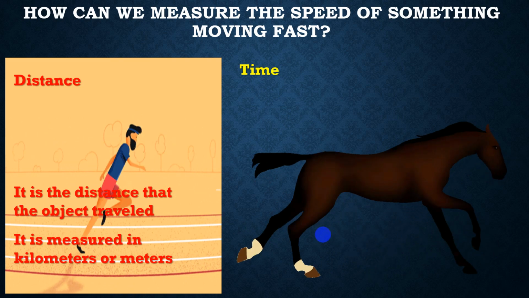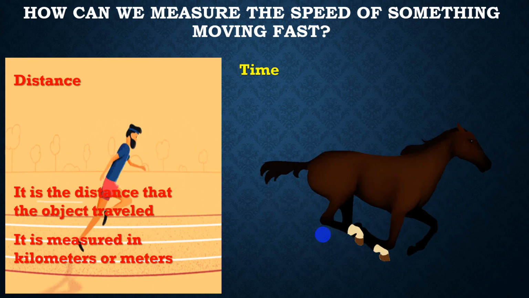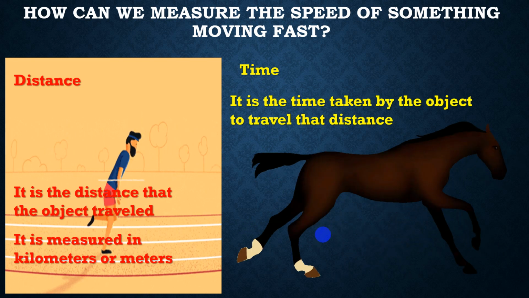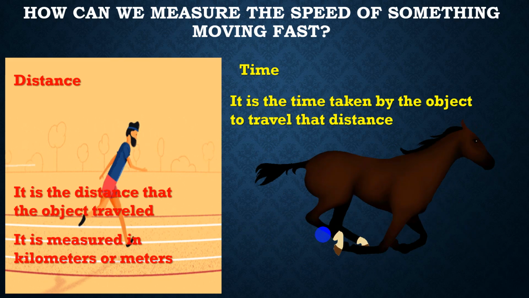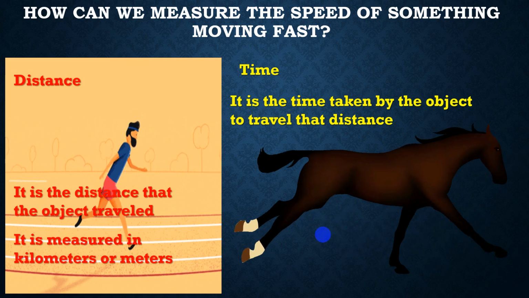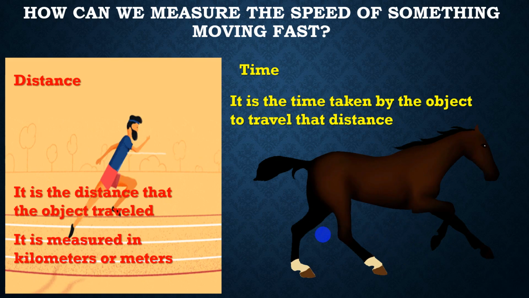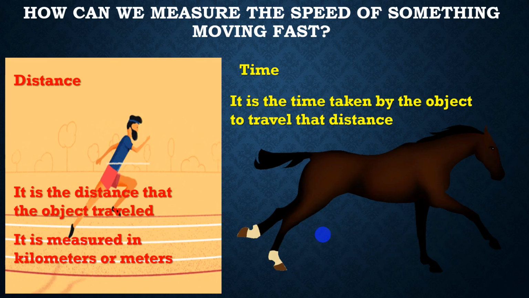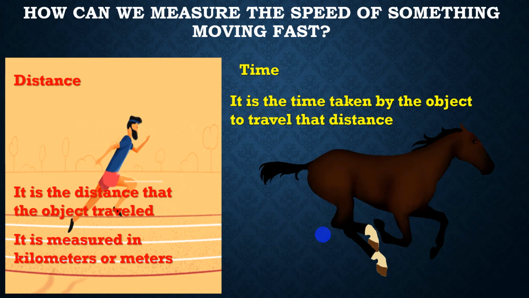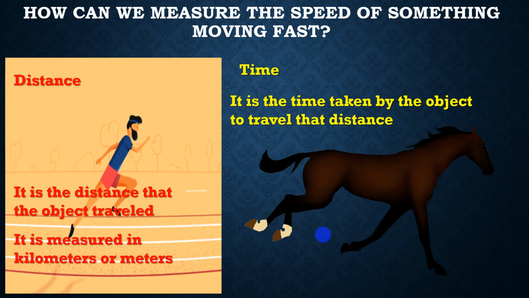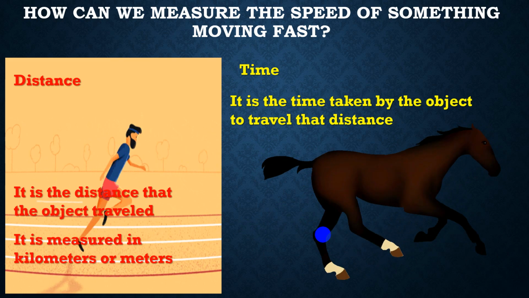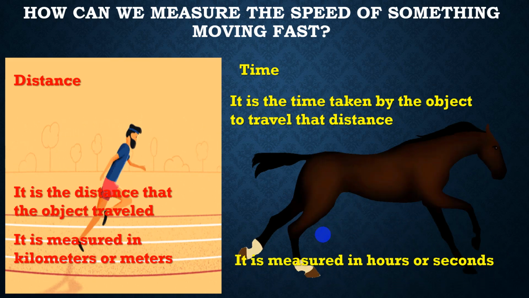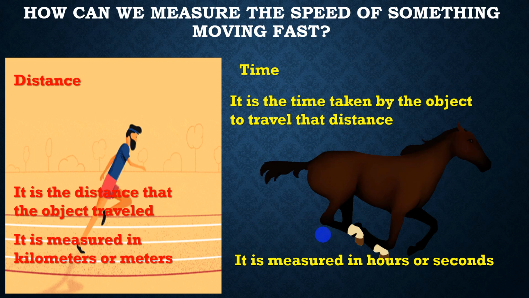Also, we have to know something called time. Time is the time taken by the object to travel or to move that distance. So, if I say that the distance between my home and school is 10 kilometers, I can say I can do this distance in 15 minutes. 15 minutes is the time. It is measured in hours or seconds or minutes.